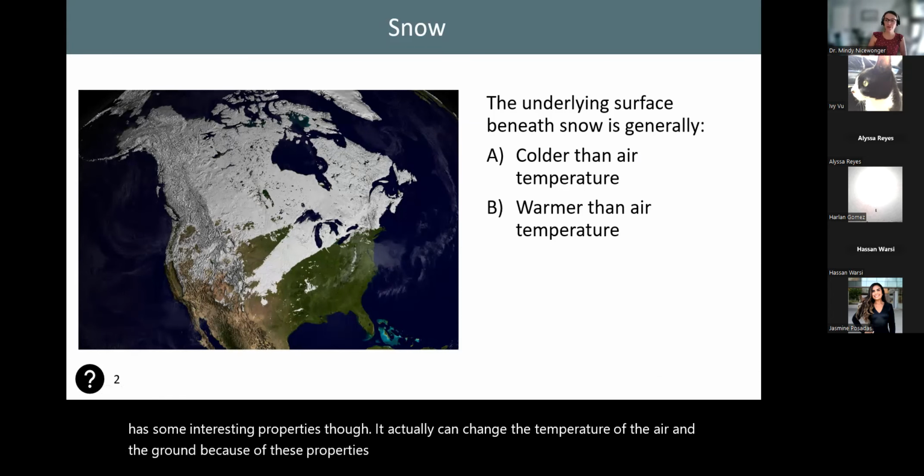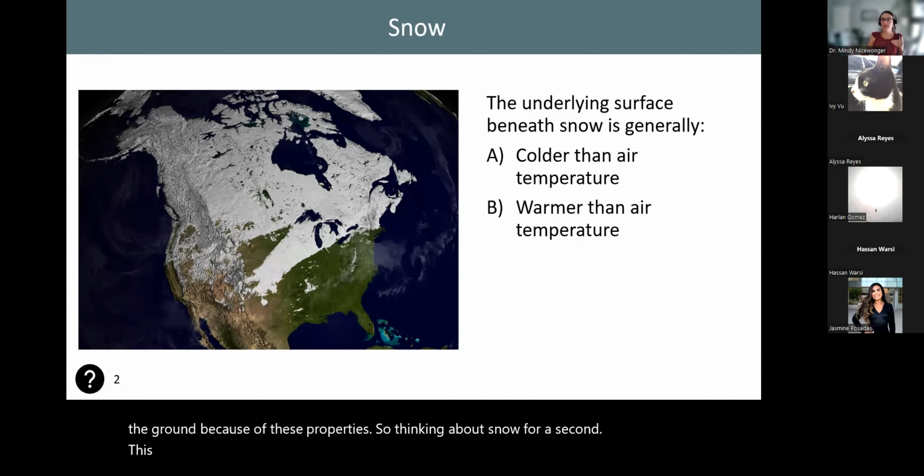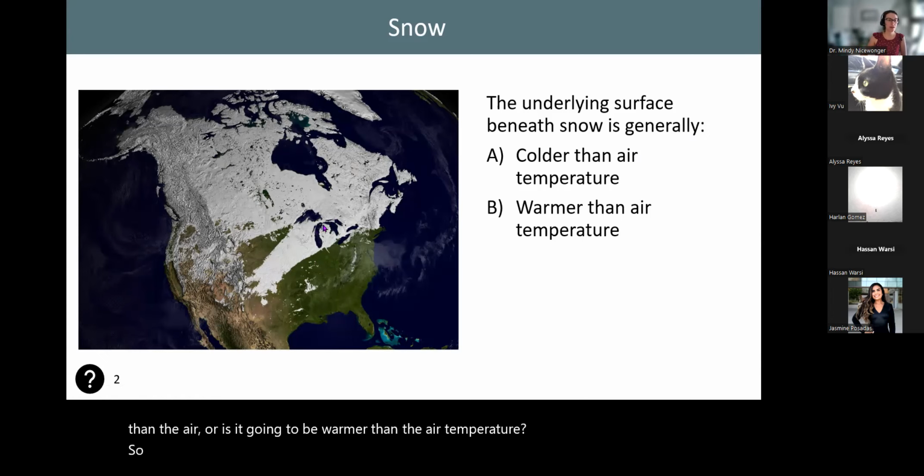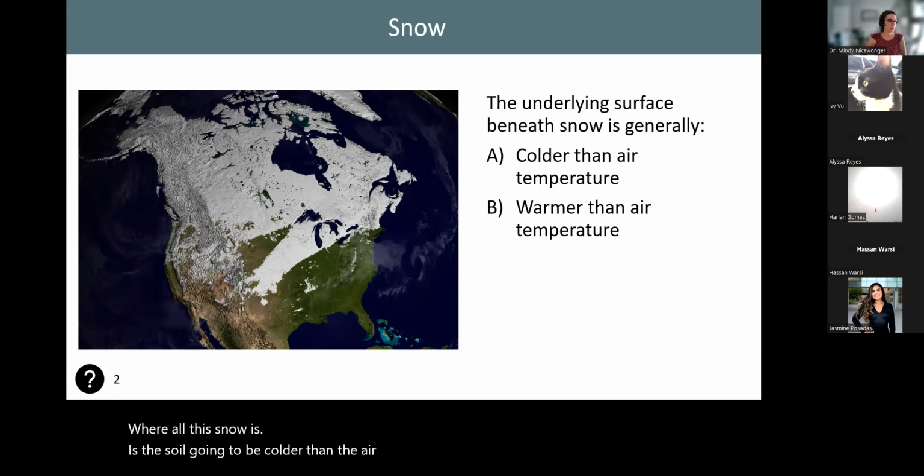So thinking about snow for a second, the underlying surface, for example, the soil beneath snow, is it going to be generally colder than the air, or is it going to be warmer than the air temperature? So imagine what's going on beneath the surface where all this snow is. Is the soil going to be colder than the air or warmer than the air?